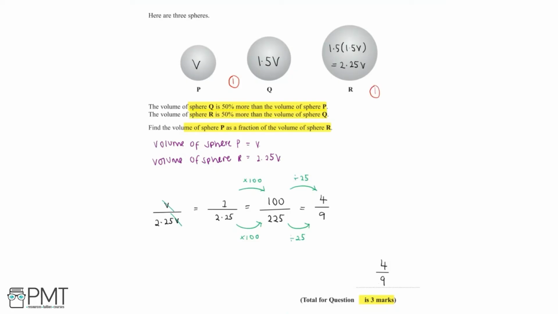And we get the third and final mark for finding the volume of sphere P as a fraction of the volume of sphere R, and by doing V divided by 2.25V, and eventually simplifying to find the correct final answer of 4 over 9. And so we've now achieved the full 3 marks needed in this question.